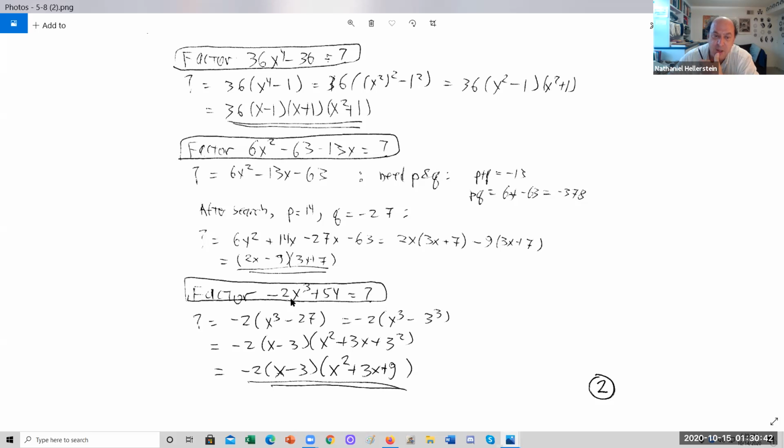Here's a minus 2x cubed plus 54. Now 54 is even, 2 is even. Let's pull out a factor of negative 2. That way we'll get a difference. Negative 2 times x cubed minus 27. 27 is 3 cubed. So negative 2 times x cubed minus 3 cubed. That factors into a difference times square plus product plus square. Now, okay, 3 squared is 9, so you get negative 2 times x minus 3 times x squared plus 3x plus 9.